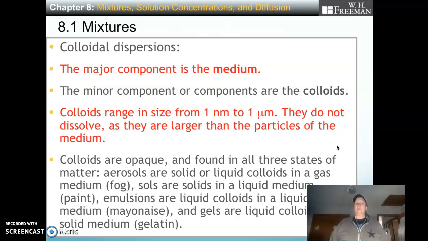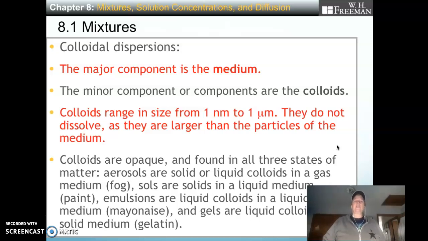Paints, believe it or not, are colloids. There are emulsions like mayonnaise, where you have particles in there, and gelatin. Honestly, when I do examples of colloids, I tend to use gelatin because you can kind of see through it, but it's a little fuzzy when you look through it, and it reflects light.